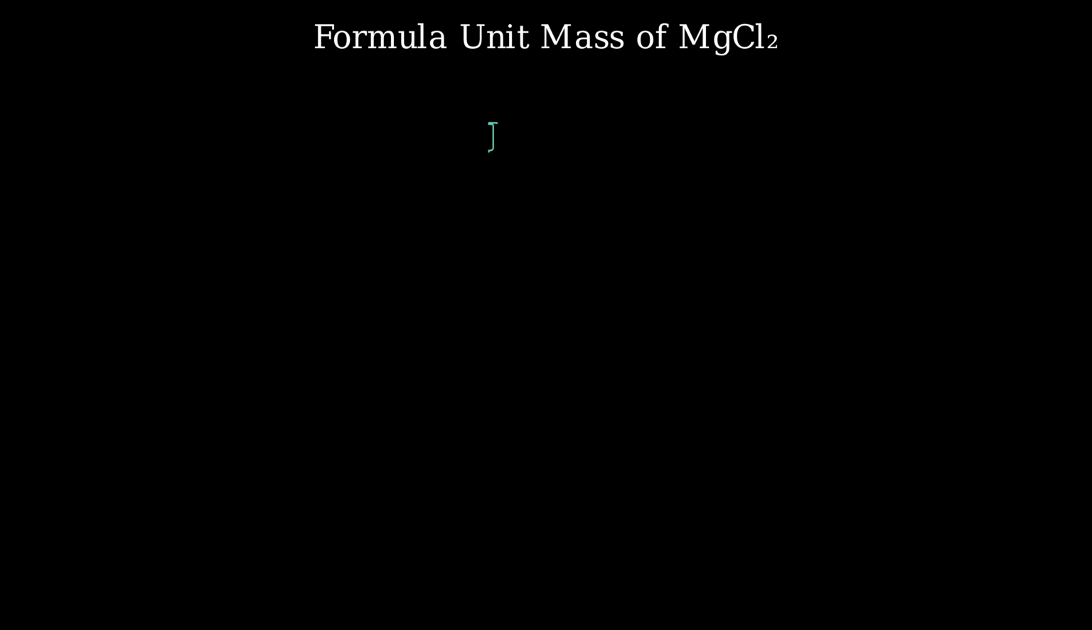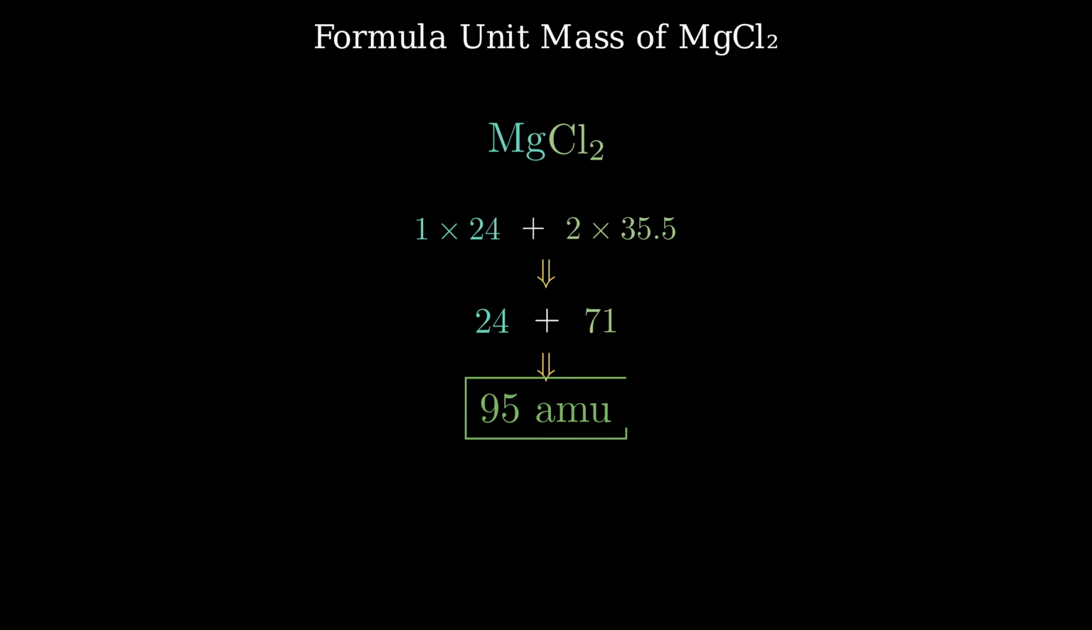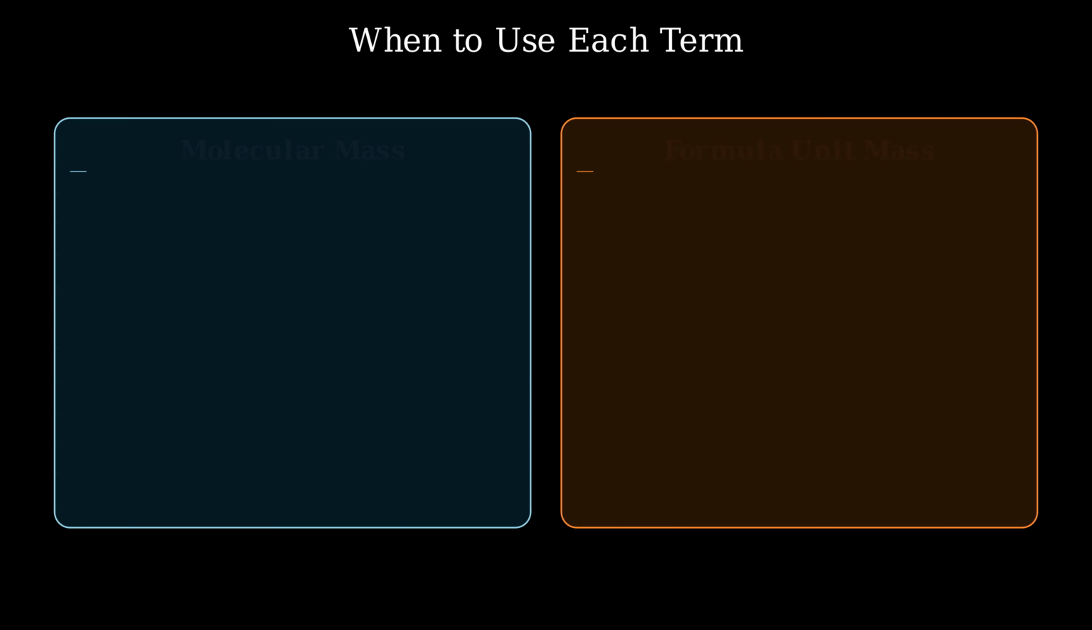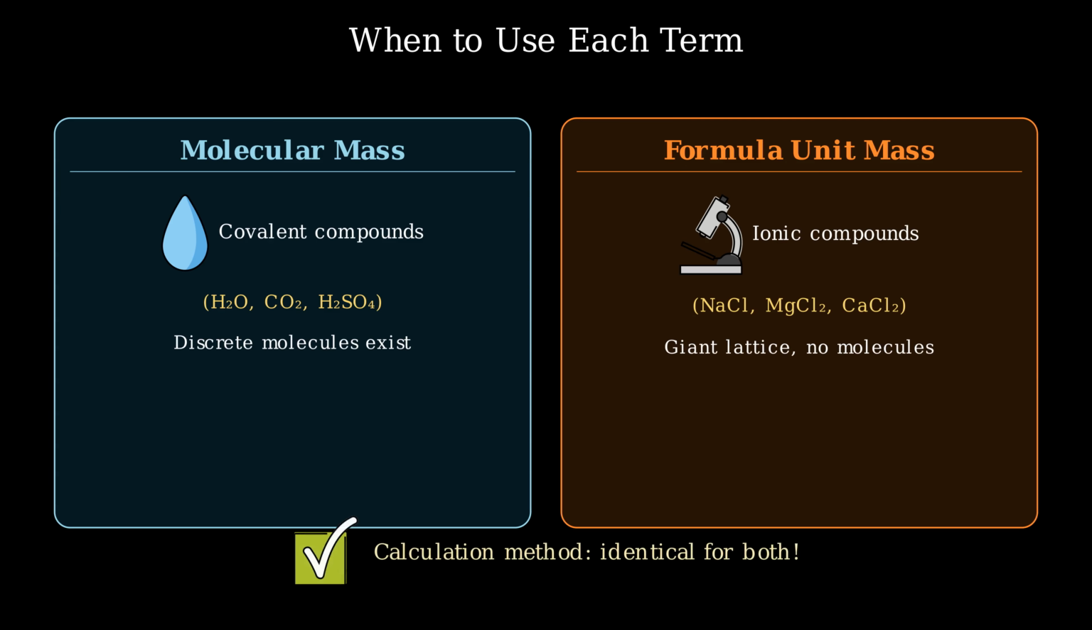Let's calculate for magnesium chloride, MgCl2. Magnesium has mass 24, chlorine is 35.5, and there are 2 chlorine atoms. So 24 plus 71 equals 95 AMU. The name is different, formula unit mass instead of molecular mass, but the calculation is identical. The important thing is understanding when to use each term.